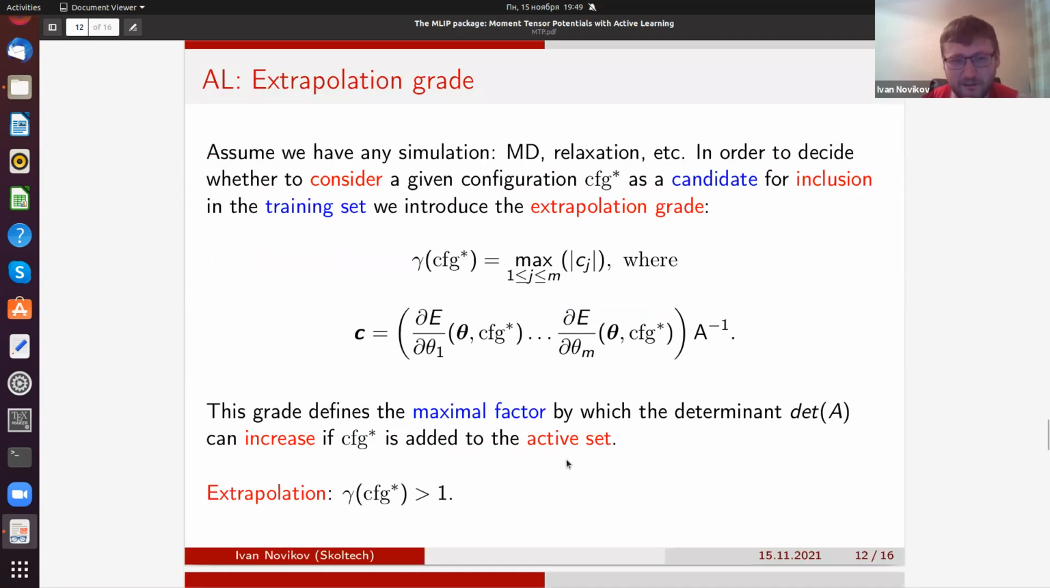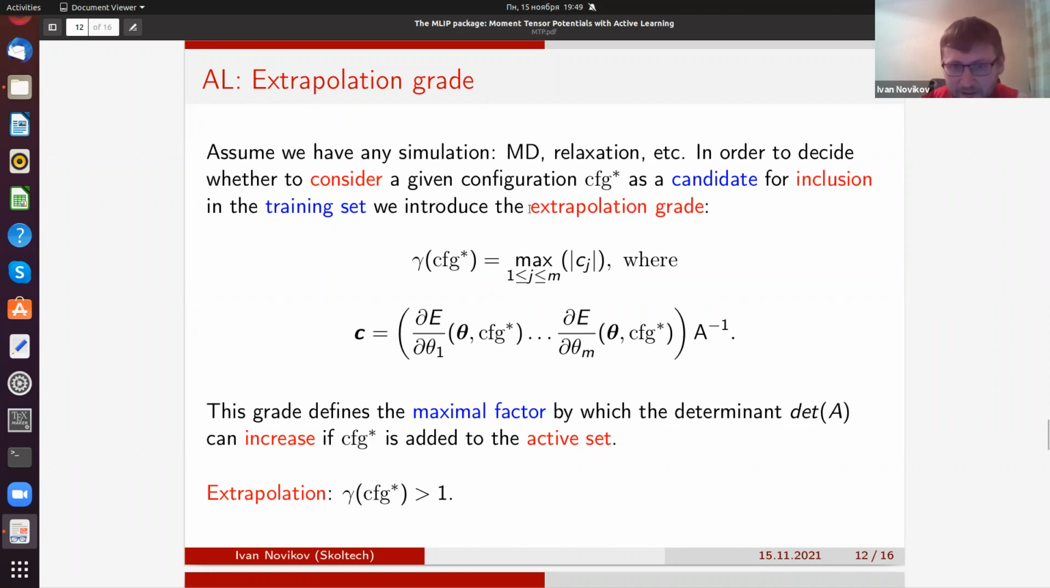The next concept we need to describe our active learning algorithm is the so-called extrapolation grade. So assume we have any simulation, molecular dynamics, Monte Carlo, or we simply relax atomic positions, something like this. And imagine we have a current configuration, CFG star, from the simulation. We should decide whether to include this configuration in the training set or not, or even whether to consider this configuration as a candidate for inclusion in the training set.